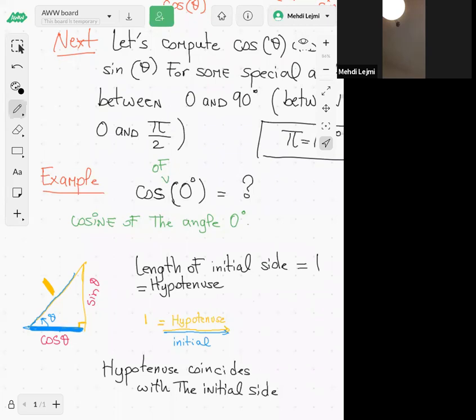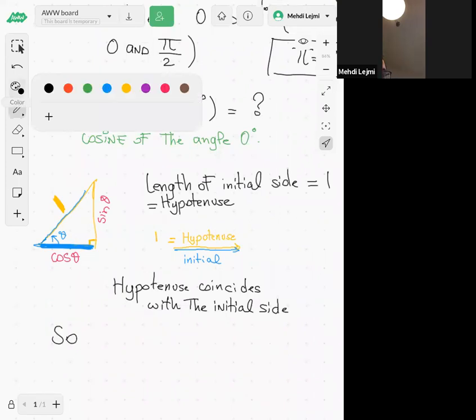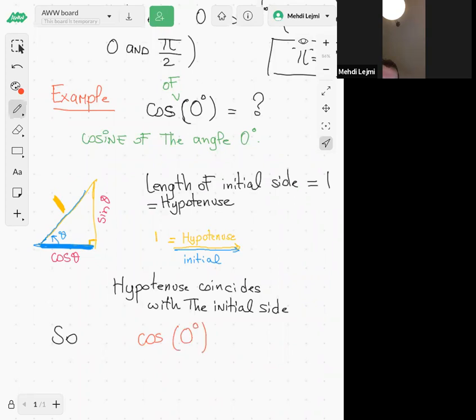And so what will be cosine of 0? Cosine of theta is supposed to be the length of the initial side, right? And that will be equal to 1, because it coincides with the hypotenuse. So the conclusion here is that cosine of 0 degrees is equal to 1.